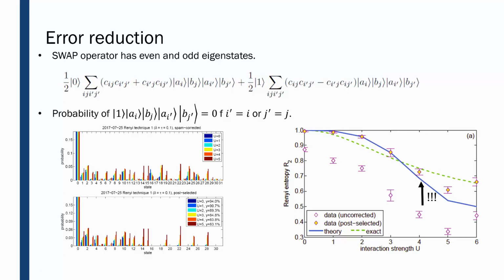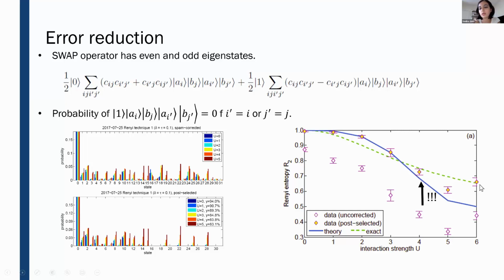What's the difference between theory and exact? So the exact curve is obtained from exact diagonalization, right? The theory curve: remember I said that there were errors that came in the design of the circuit itself, right? So the theory curve is if I simulated that circuit on an ideal simulator, it would be the output from an ideal quantum computer. This is the output from exact diagonalization.